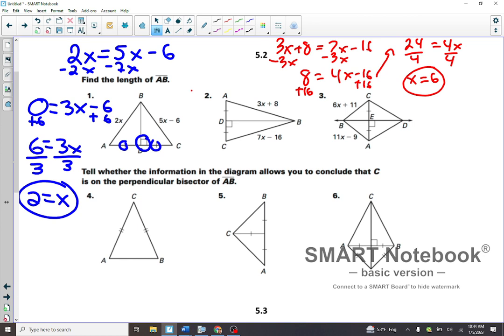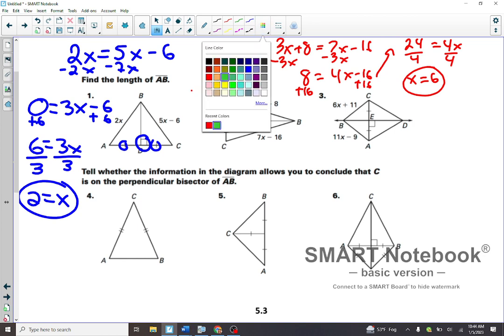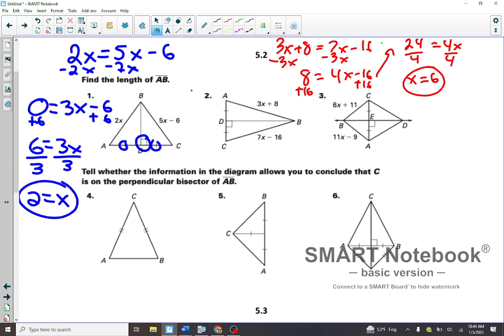Let's go on to the next one. Are these always equal? Yes, basically this type is always equal. So here, right angle, lines. I don't really care about this CD and AB side. They don't tell me anything. But these are equal. There's a right angle, equal to each other. 6x plus 11 equals 11x minus 9.